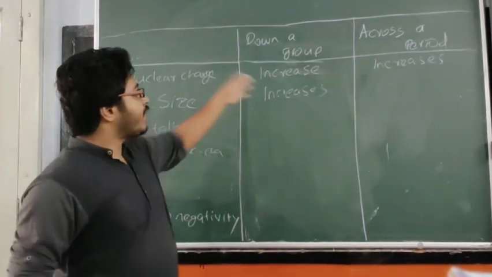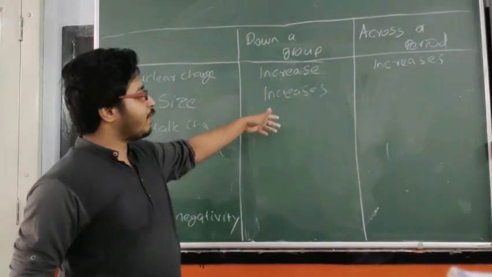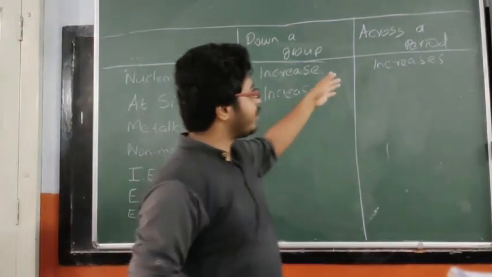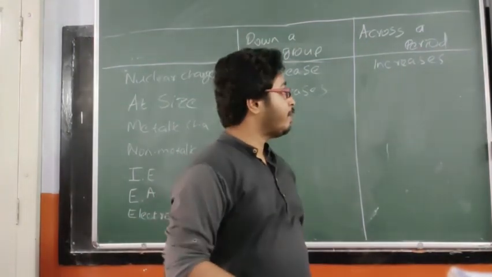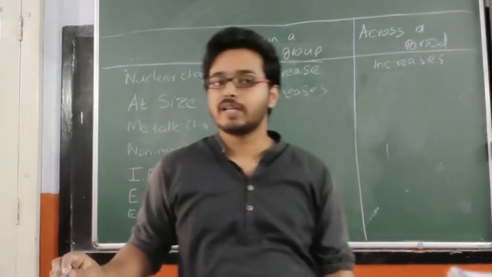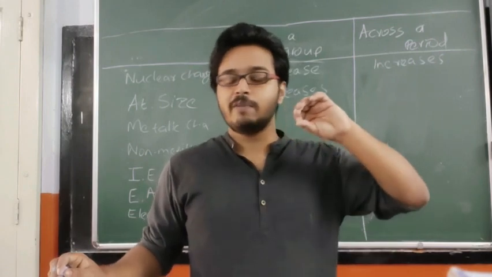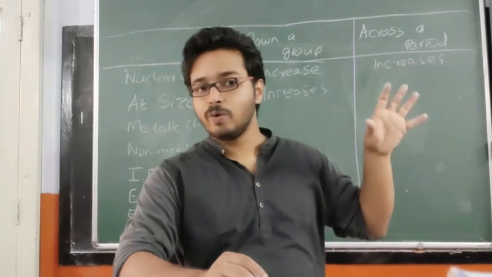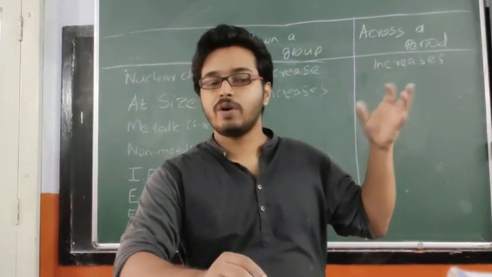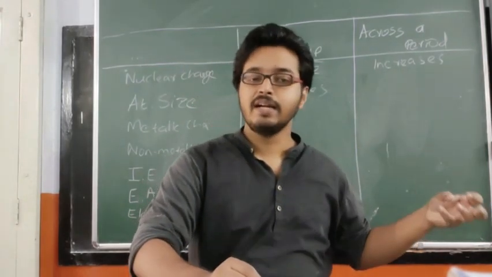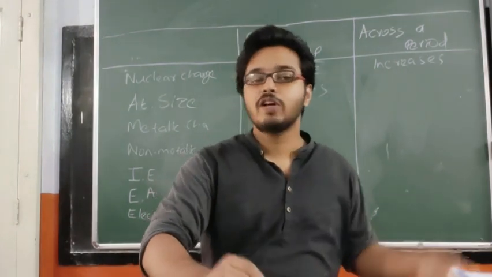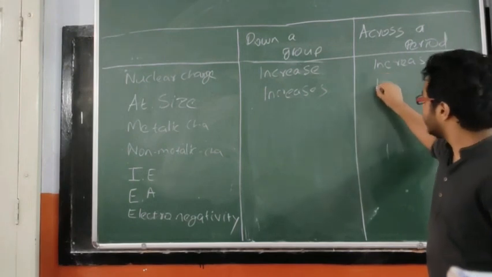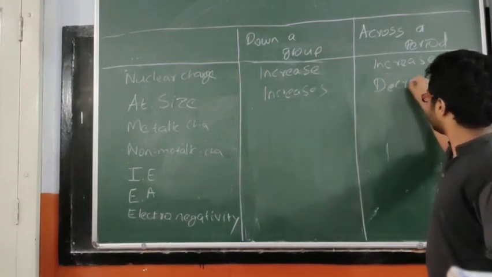So we have discussed the atomic size when we are moving down a group. What happened to the atomic size when we are moving from left to right in a periodic table, or across a period? While we are moving from left to right, nuclear charge is increasing, so the outermost electron or valence electron will be more attracted by the nucleus. Because of that reason, the atomic size decreases.